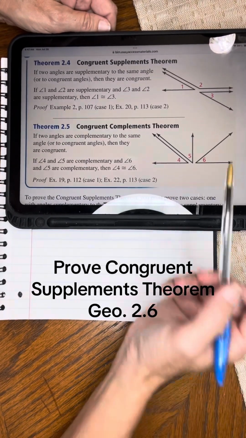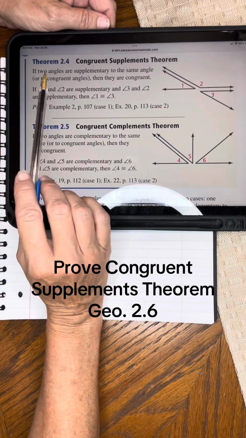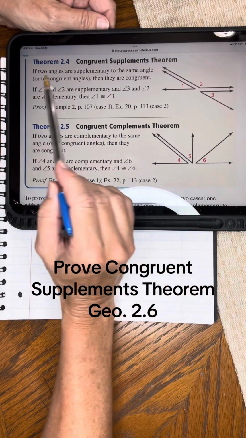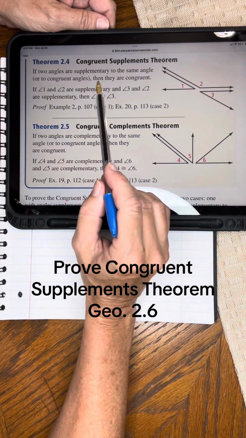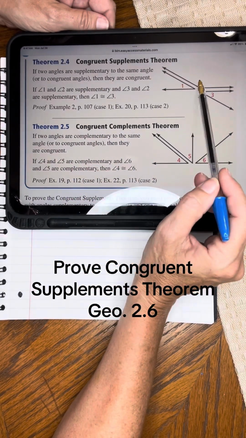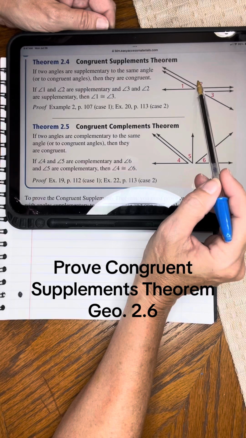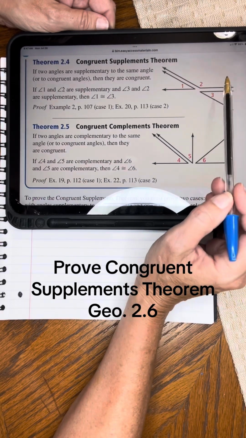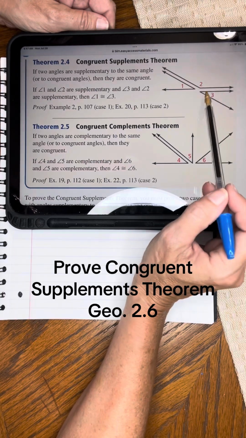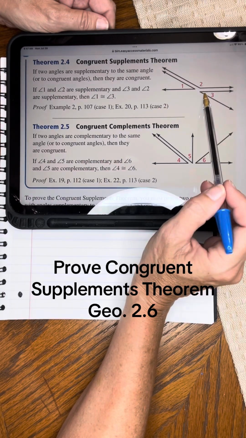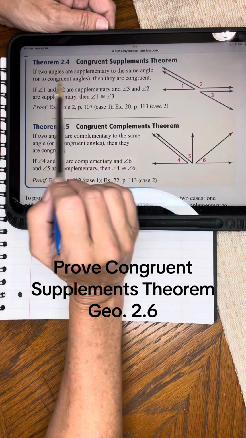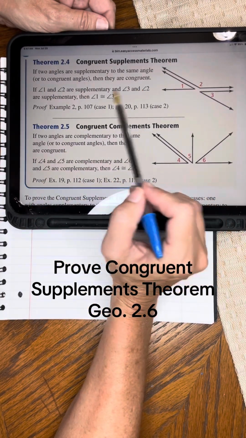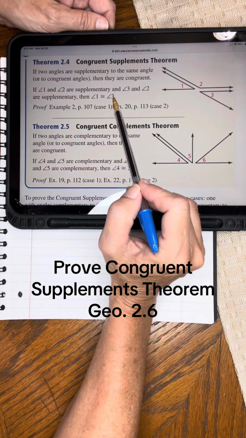The congruent supplements theorem states if two angles are supplementary to the same angle, or two congruent angles, then they are congruent. So look at 1 and 2. Those would be supplementary because they add up to be 180 or create a straight line if you butt them up together. And then 2 and 3, they're also supplementary. So if that's the case, if 1 and 2 are supplementary and 2 and 3 are supplementary, I can just kind of leave that 2 out and know that 1 and 3 would have to be congruent.